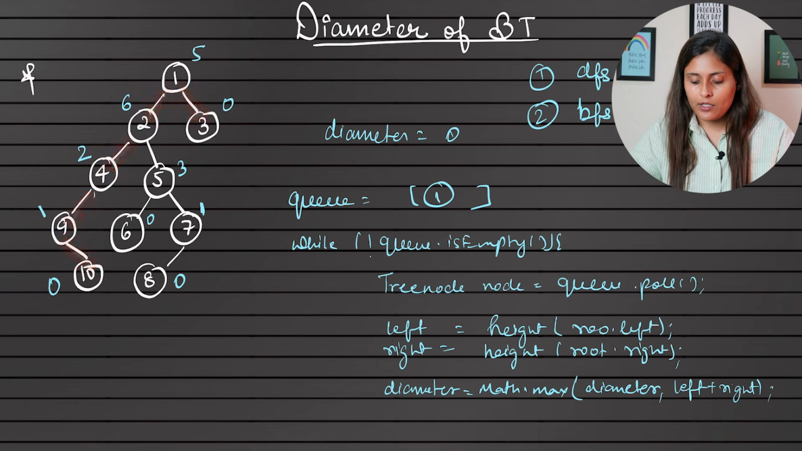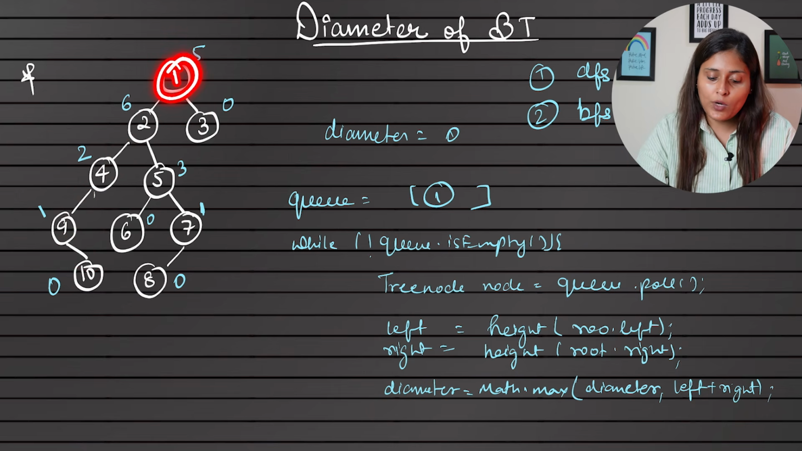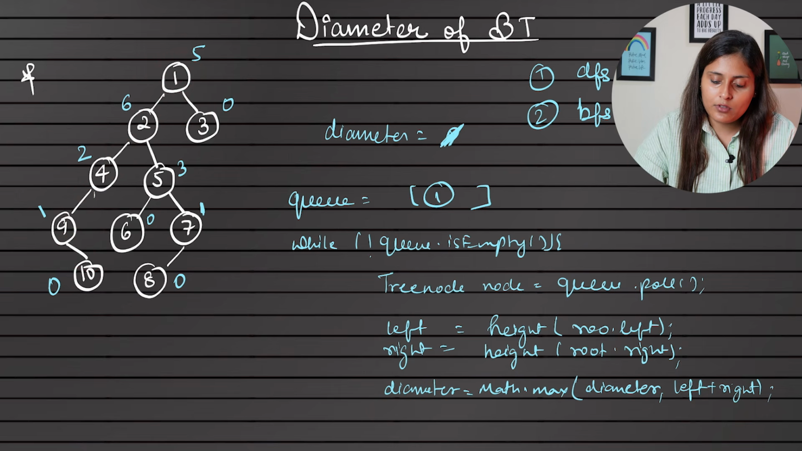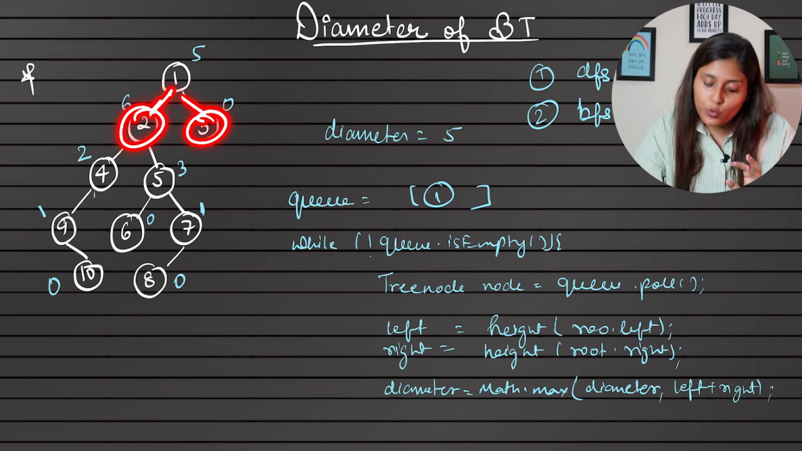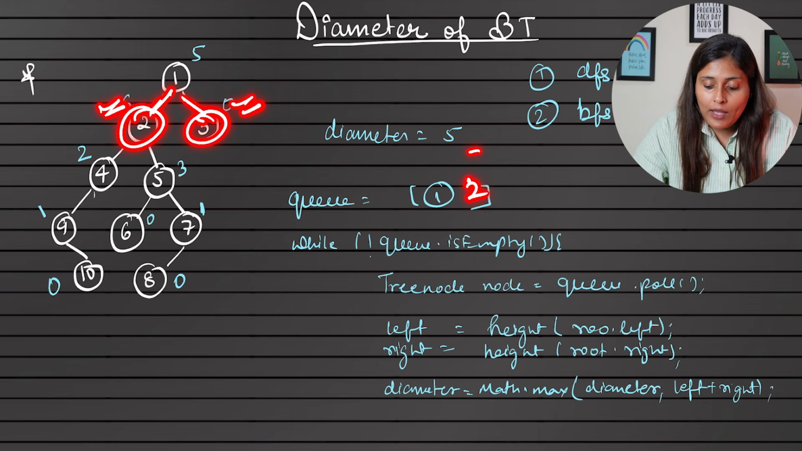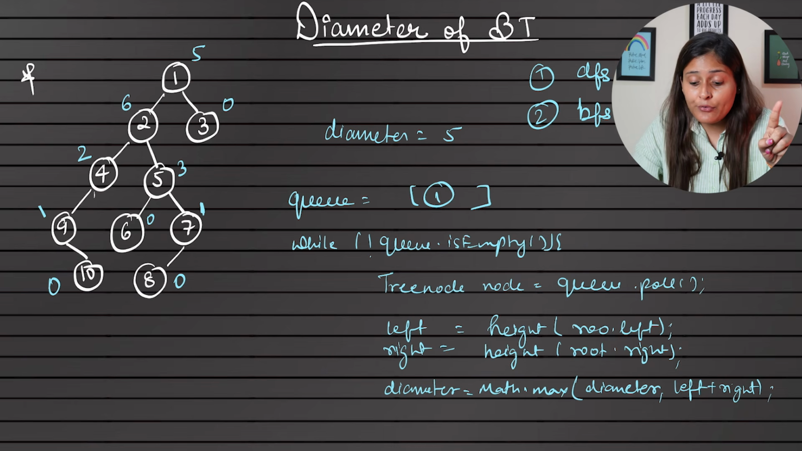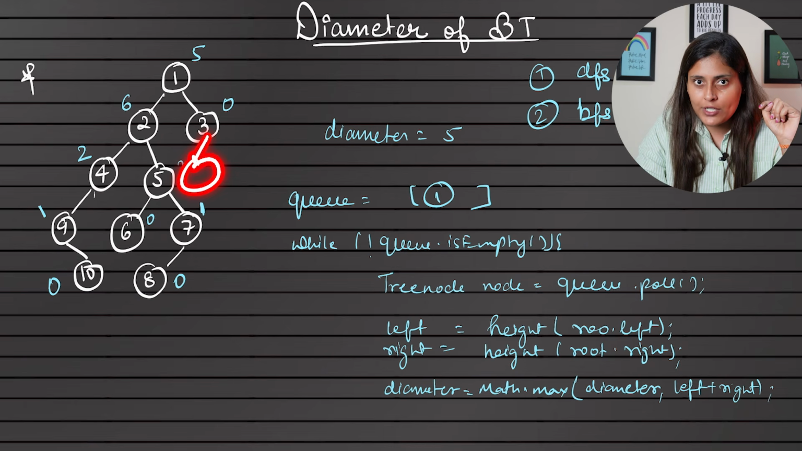Okay, done. So now can I say for 1 I am done. And what is my current diameter? Can I say 5? Okay, I'll update. Now next time, what do you think? 2 and 3, correct? For 2 also I want it, for 3 also I want it. So in my queue, can I add 2 and 3? But only after seeing if it exists. Means what if 3 dot left does not exist? Means it is null.